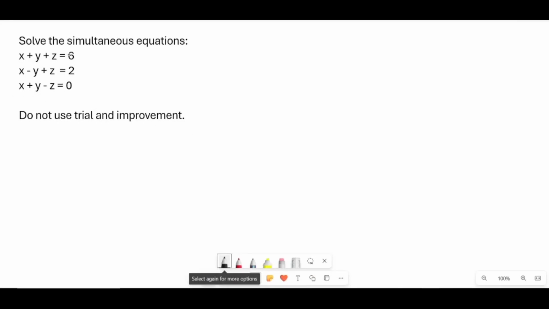Hey guys, so today I'm going to be showing you how to solve simultaneous equations when there's three equations. But the first thing I want to show you is do not use trial improvement, which basically just means don't put in random numbers until it works.